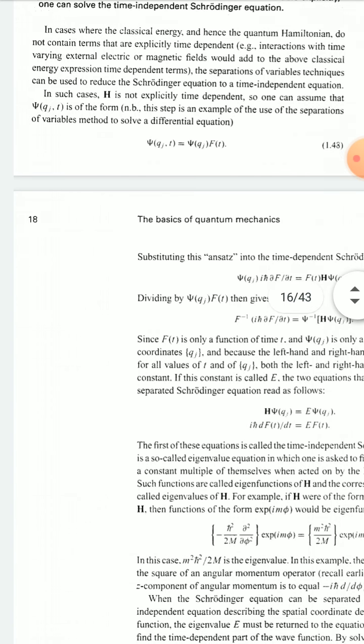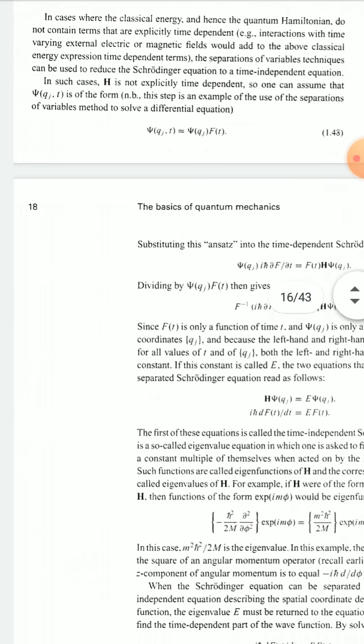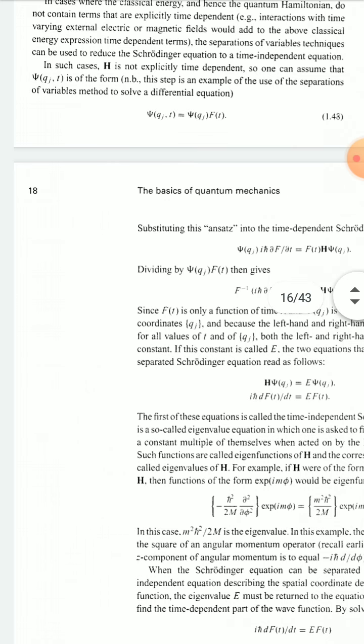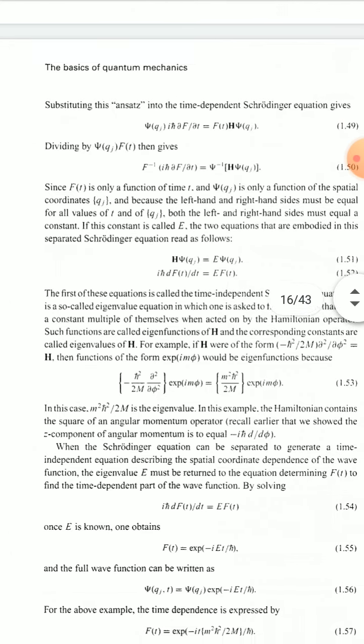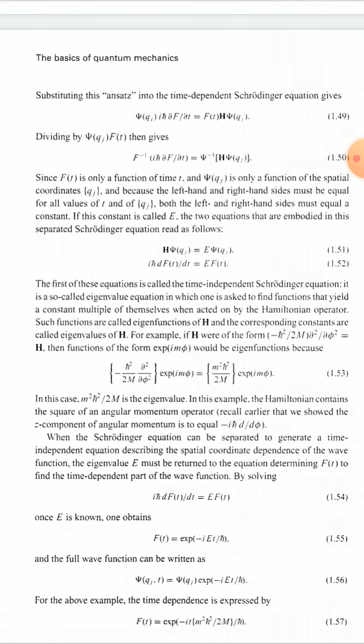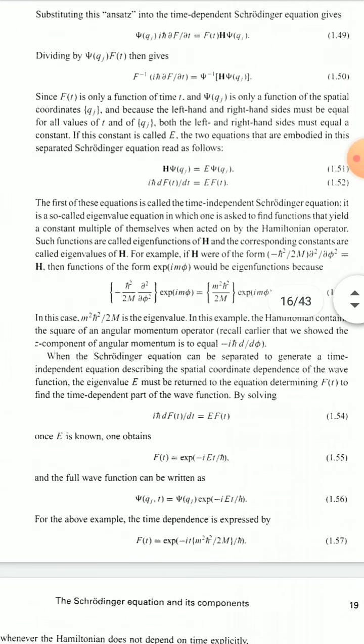In such cases, H is not explicitly time dependent, so one can assume that psi is of the form psi(qj, t) equals psi(qj) f(t). Substituting this into the time dependent Schrodinger equation gives equation 1.49. Dividing by psi(qj) f(t) then gives equation 1.50.